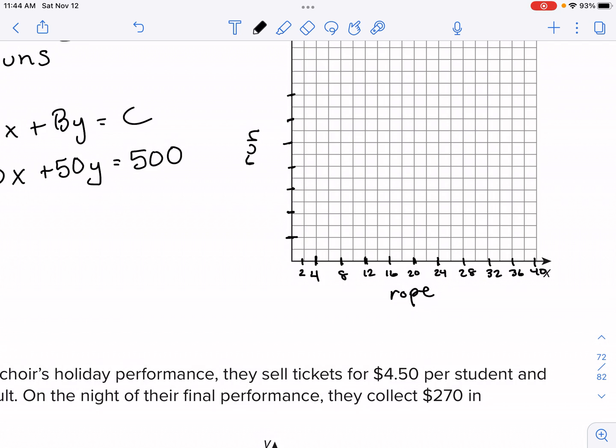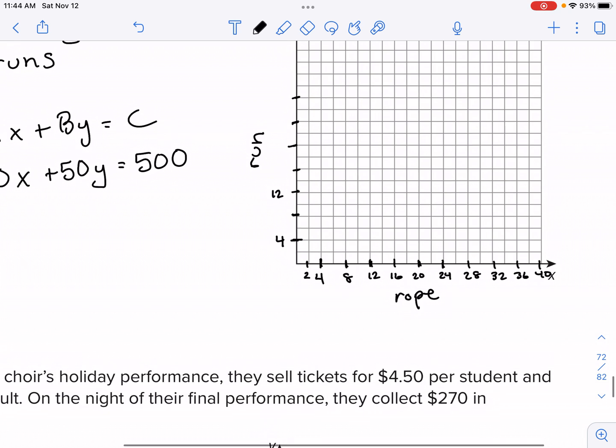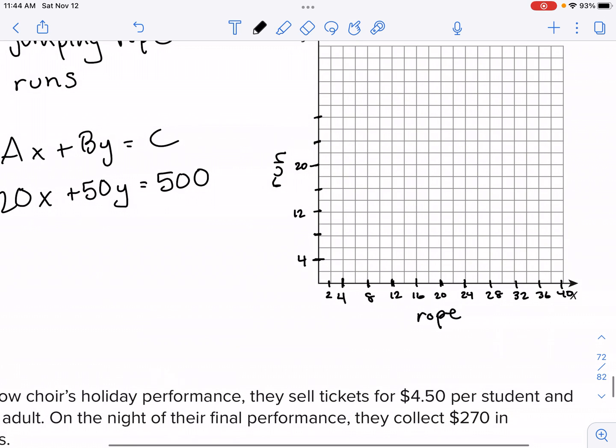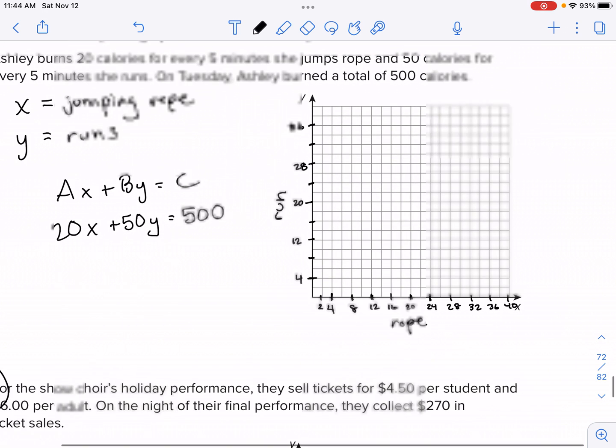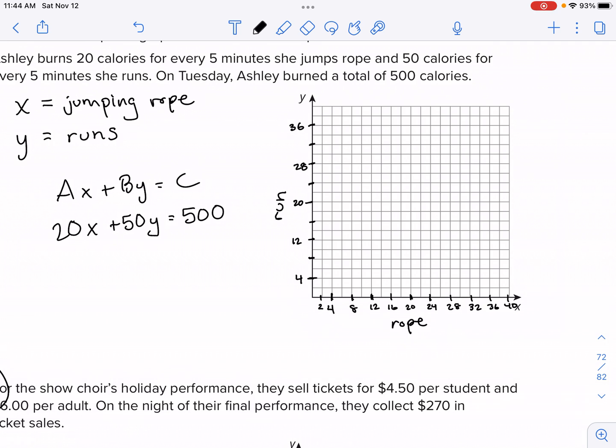You know what, I'll do this. I'll start at 4. We know that the next one is 8. I'm going to go up here for 12. We know the next one will be 16, but I'll go up here for 20. Next one is 24, but I'll go up here for 28. Next one is 32, but I'll go up here for 36. Okay, we still get the right idea. We don't have to label every single one.